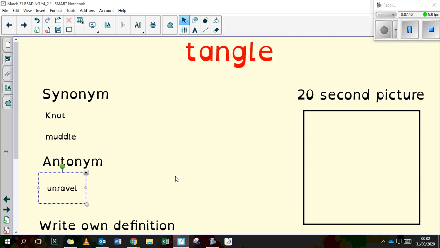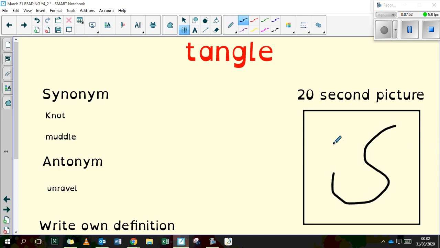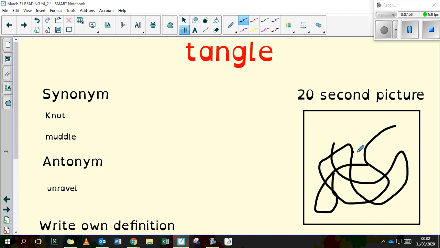Okay, what I want you to then do is, if you'd like to, you can do a 20-second picture. So you can draw a picture of this tangle of thorny branches. So I might do them twisting around like this, and then draw the thorns on them to show this tangle, this knot of thorny branches. Your 20-second sketch will be way better than mine, but that gives you an idea.